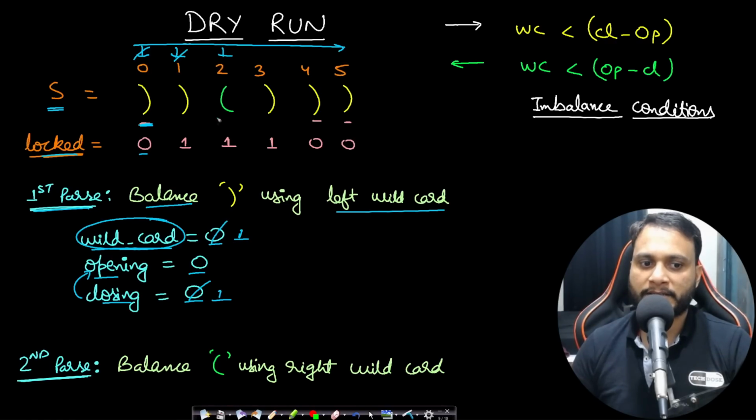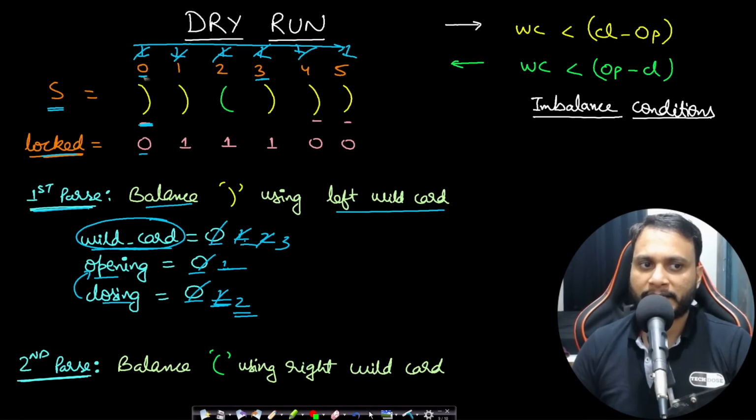When you move on the right hand side, you have an opening bracket. Again, 1 plus 1, 2 is greater than this one. When you move to index 3, again you have a closing bracket. 1 plus 1 again is greater than or equal to 2. When you move to 4, it is a wildcard, and 5 is also a wildcard. So we are done. There is no overbalancing of the closing bracket.